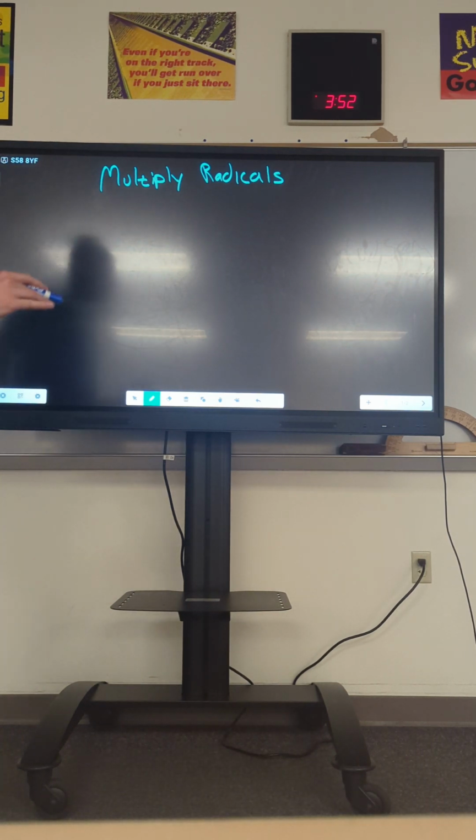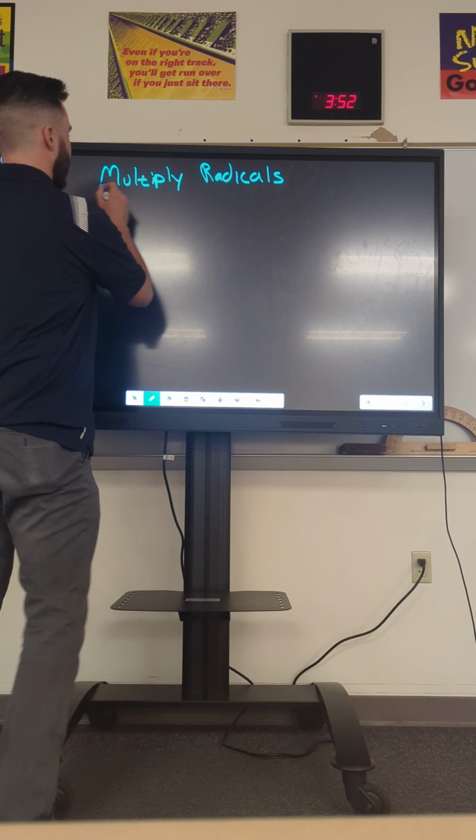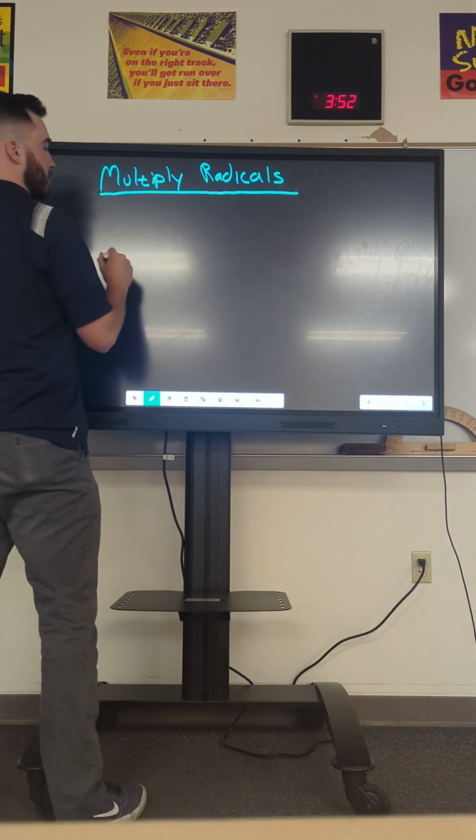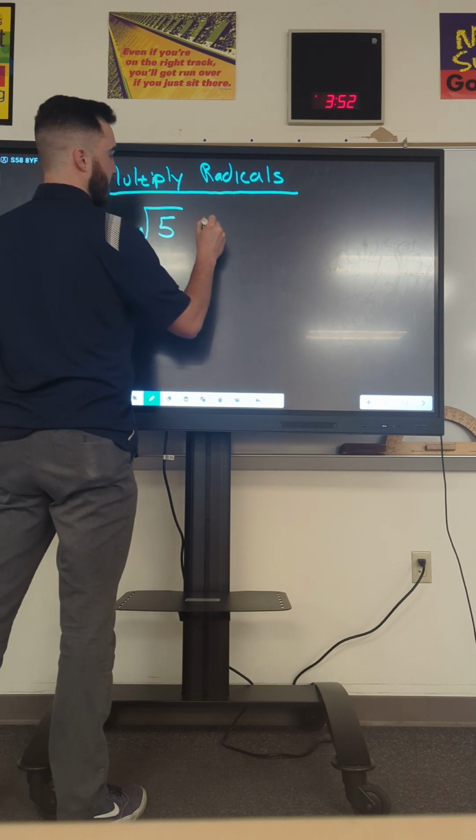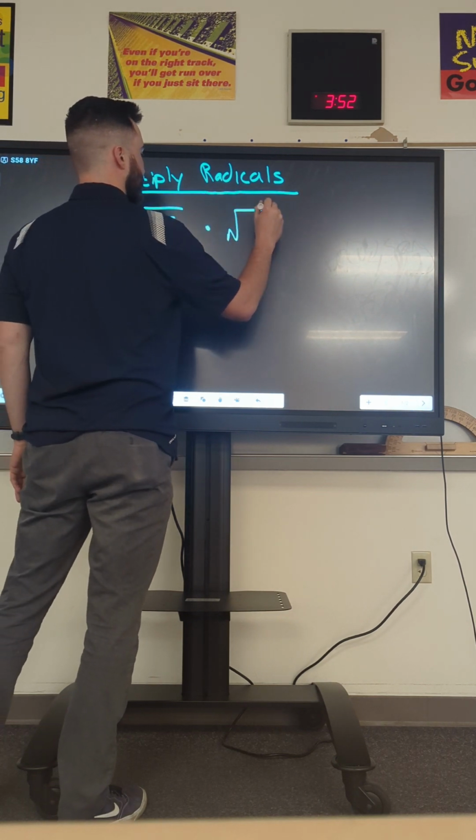All right, so I'm going to teach you about multiplying radicals, okay? Sometimes you're going to see something like this: the radical of 5 times the radical of 6.